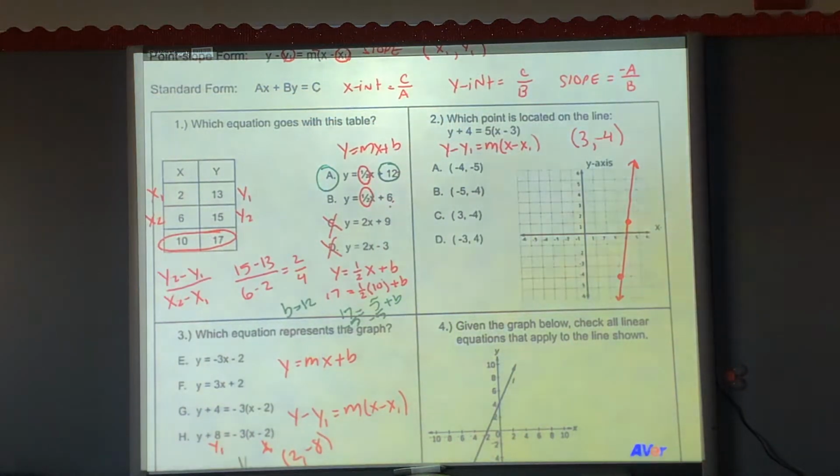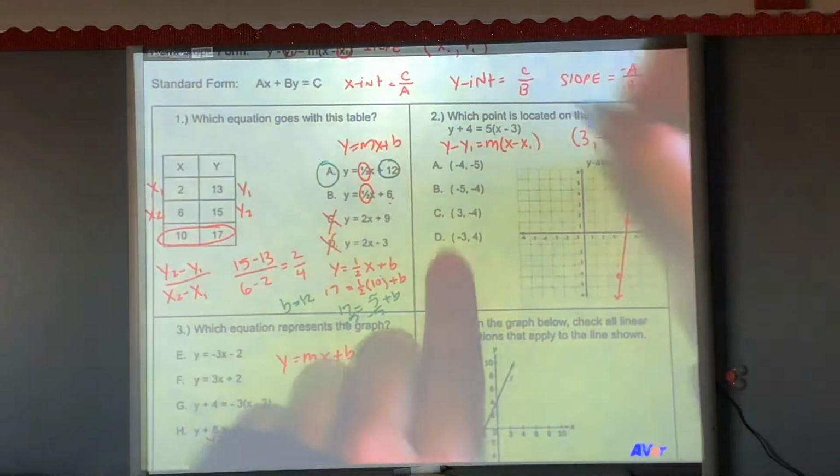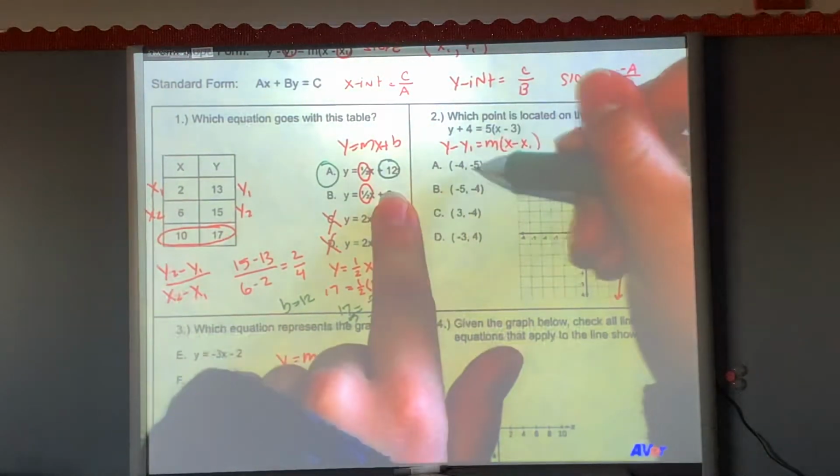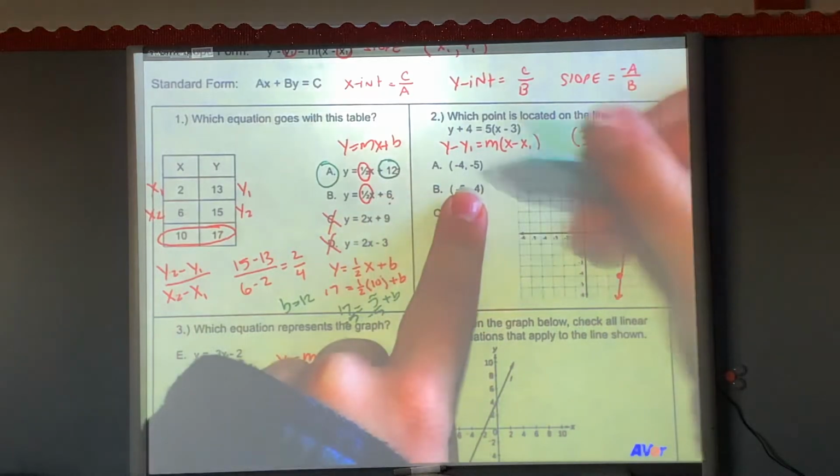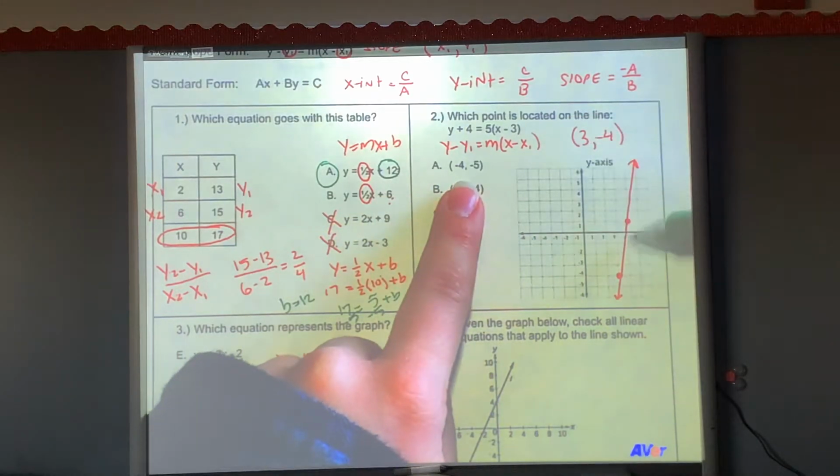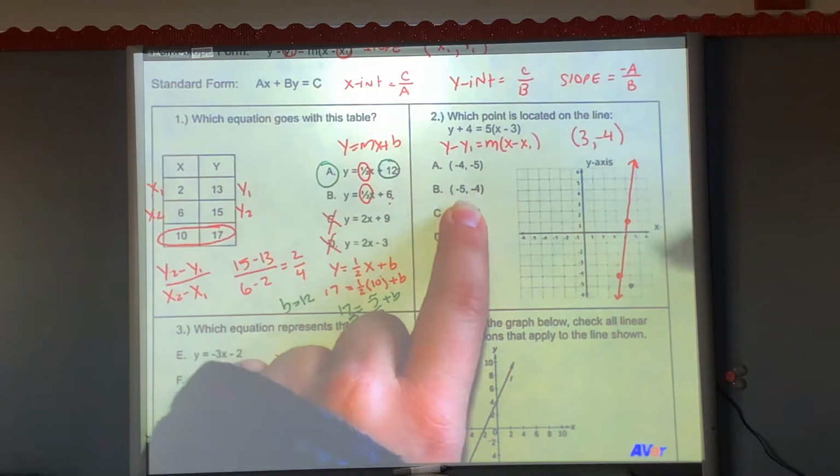Number 2 says which point is located along the line. Luckily for us, we actually drew the line. Sometimes they might have you do this without drawing a line. -4, -5 is here. Right there. So that one's not exactly on the line.